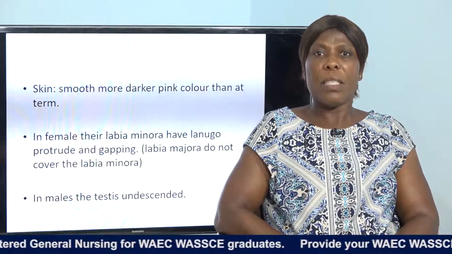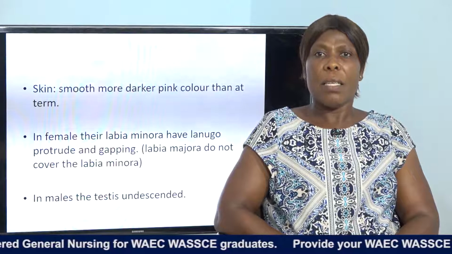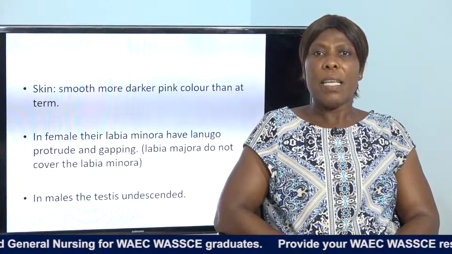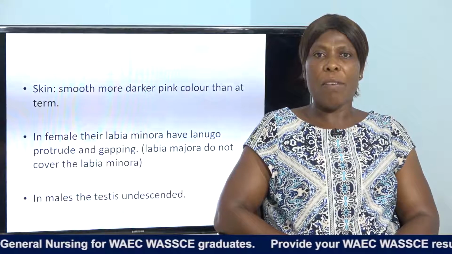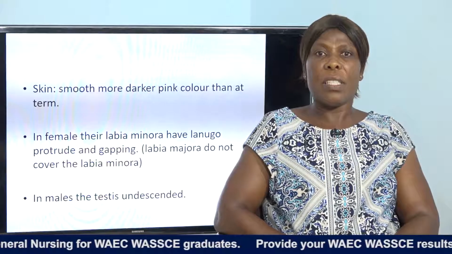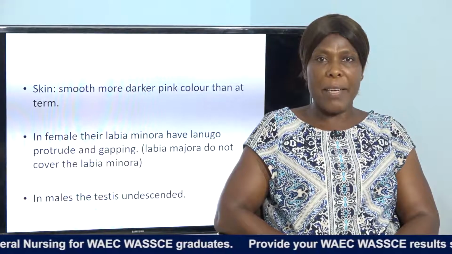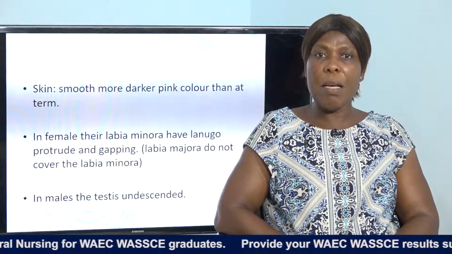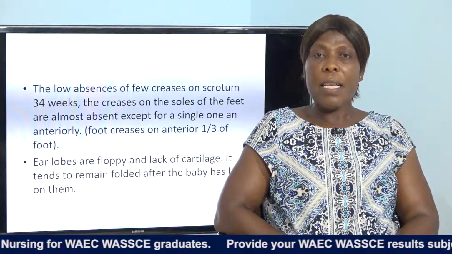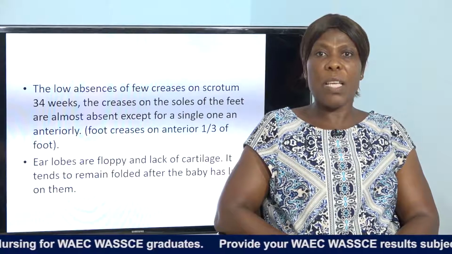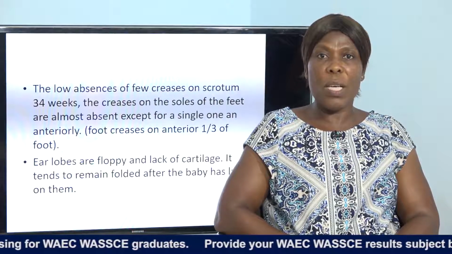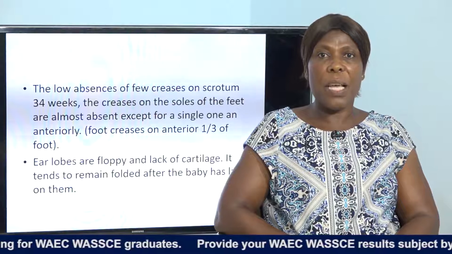In females, the labia minora have lanugo, protruding and then gaping of the minora. Labia majora do not cover the labia minora. In males, testes are undescended. There is low or absence of creases on the scrotum, especially in the 34 weeks of gestation preterm baby.